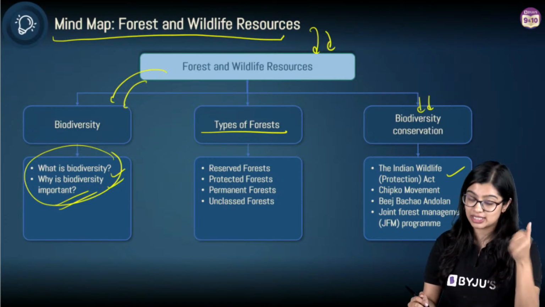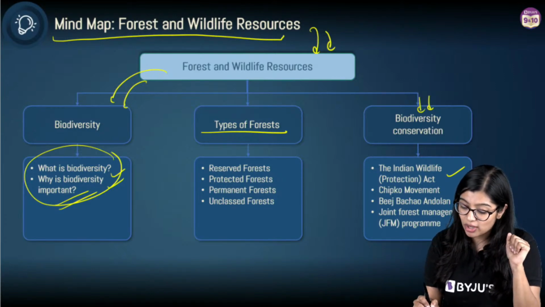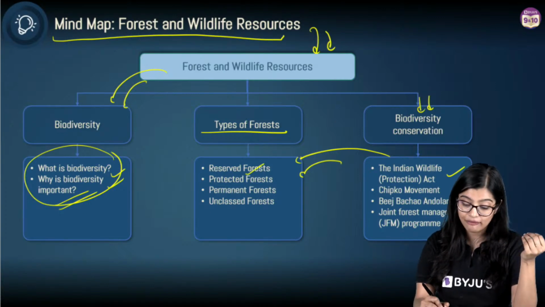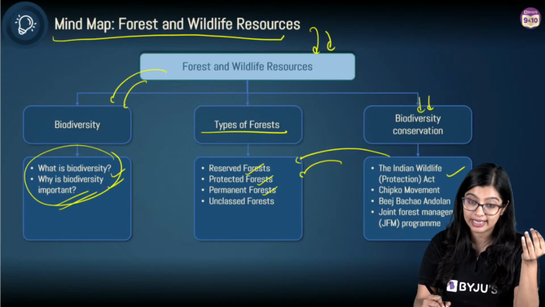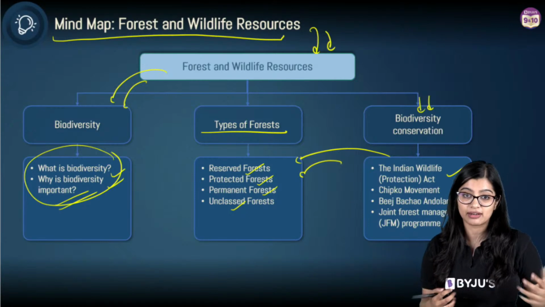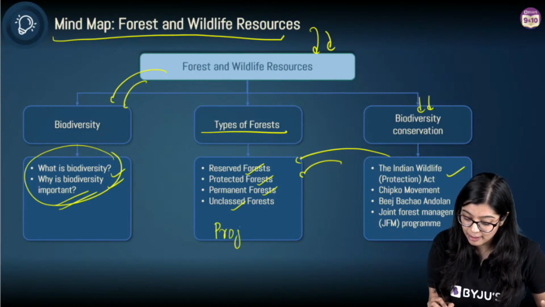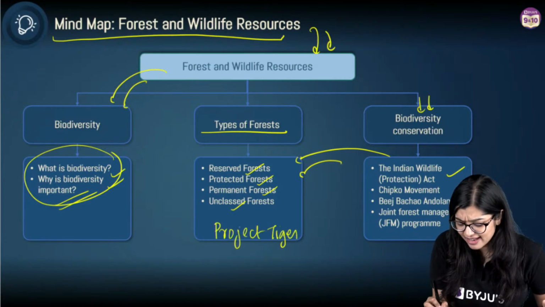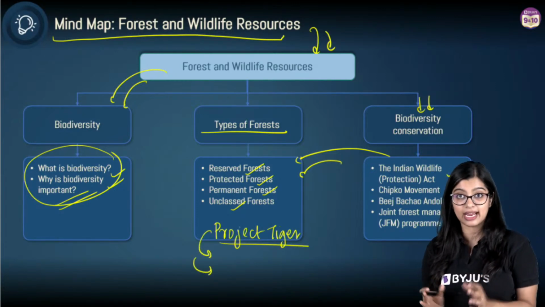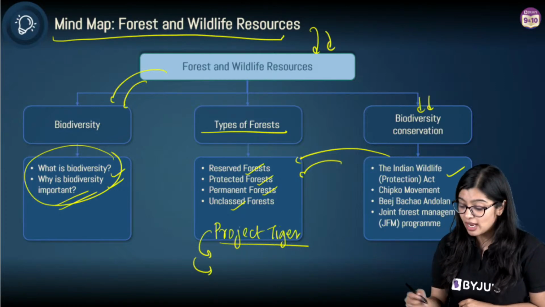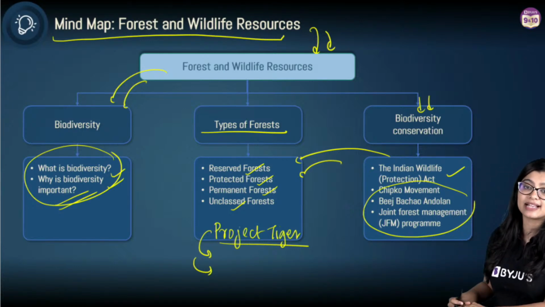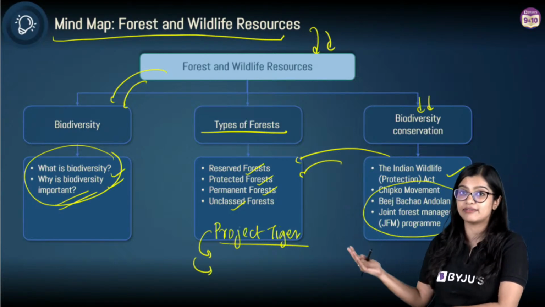How does it do that? We have discussed the principles. Then we also saw how the government declares protected areas. Based on that, we have reserve forests, protected forests, permanent forests, and of course unclassed forests. Now along with this, there were initiatives taken, like Project Tiger and various other projects taken up for conserving or maintaining the balance, maintaining their population. Now, of course, apart from that, the community has also been involved in conservation strategies.